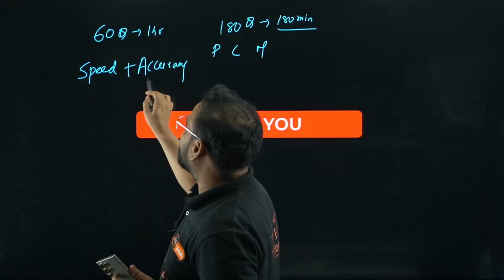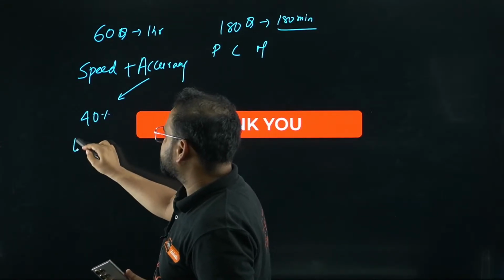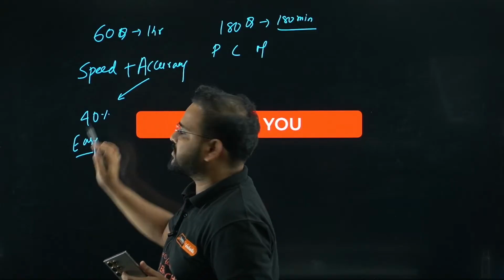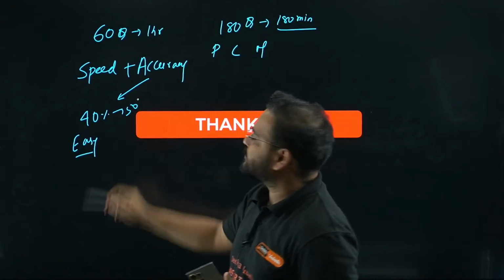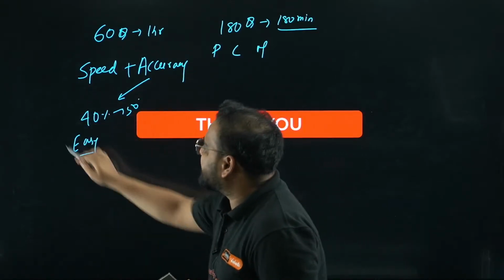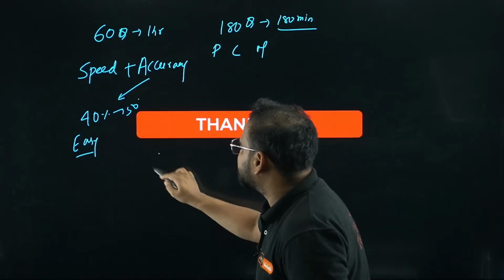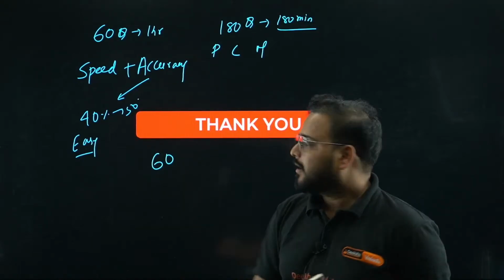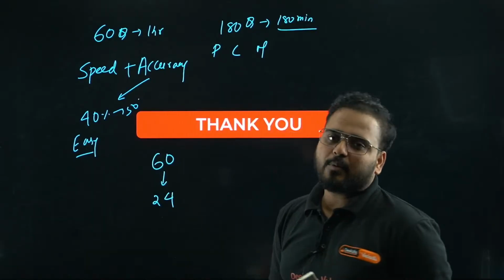Don't worry too much about accuracy, because 40% of the questions will be very, very easy. Actually, 40 to 50% will be very easy, as it was in the KCET examination as well. So you can increase your speed here. Out of 60 marks in COMEDK, you can easily score 40%, which means 24 marks.